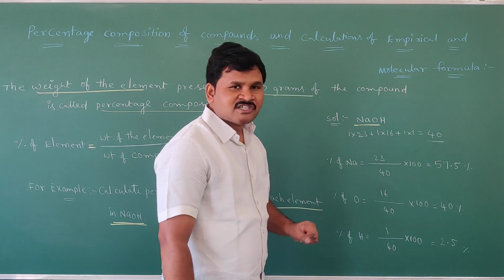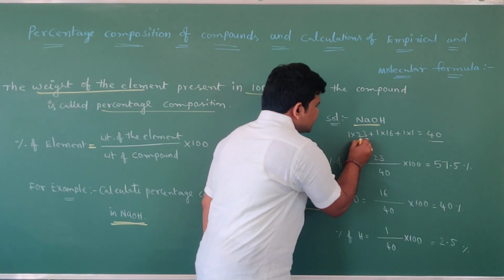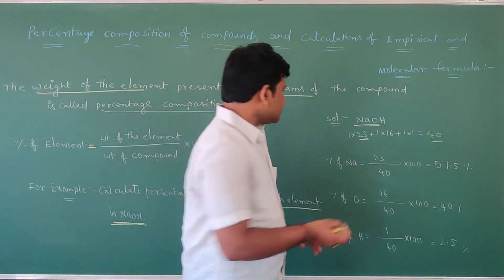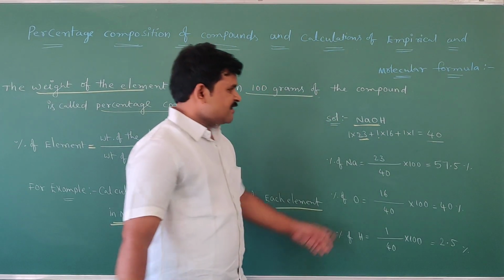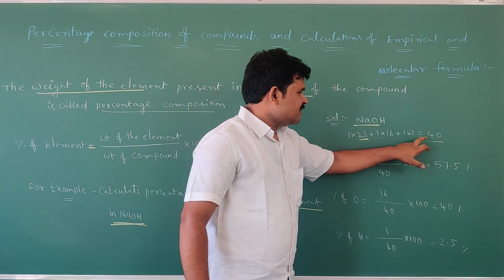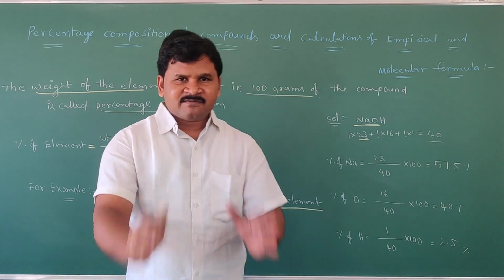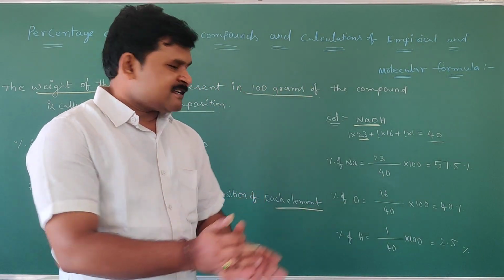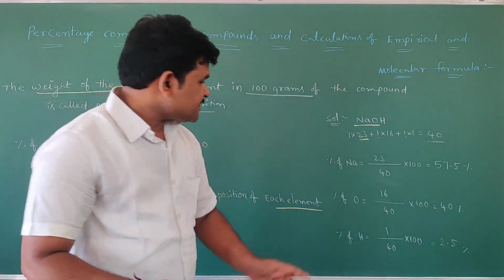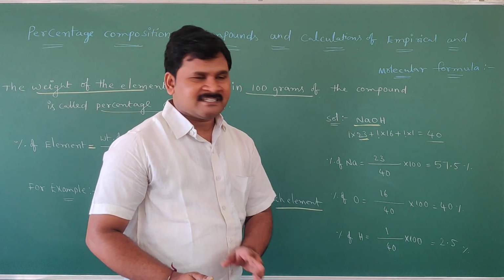In NaOH, how many sodium atoms? One sodium atom. What is the atomic weight of sodium? 23. How many oxygen atoms? One oxygen atom. What is the oxygen atomic weight? 16. One hydrogen, 1 into 1. So in total you will get 40. In this 40, we have to calculate the percentage of each and every element. What are the elements? Sodium, oxygen and hydrogen.